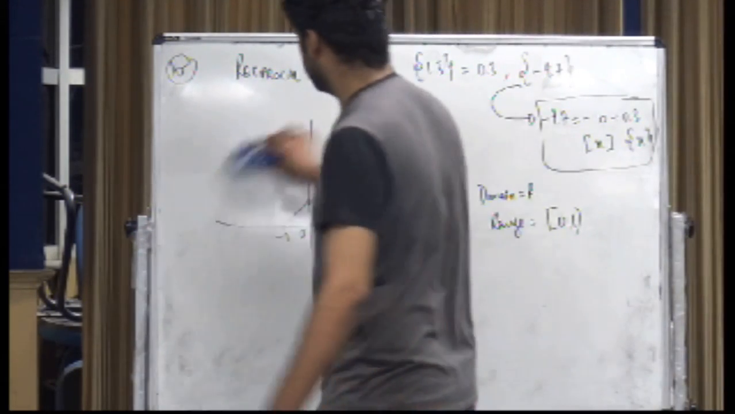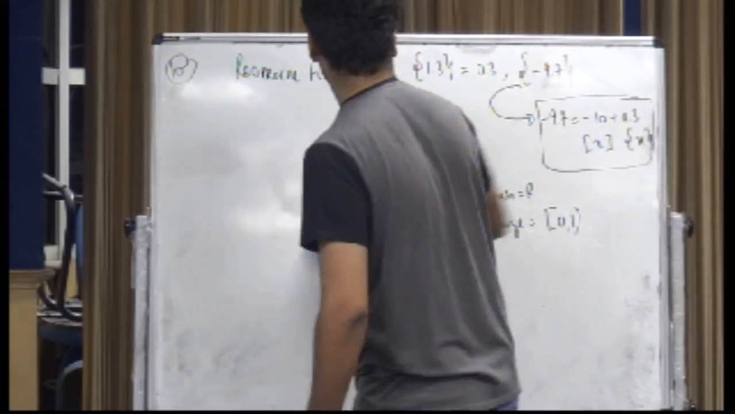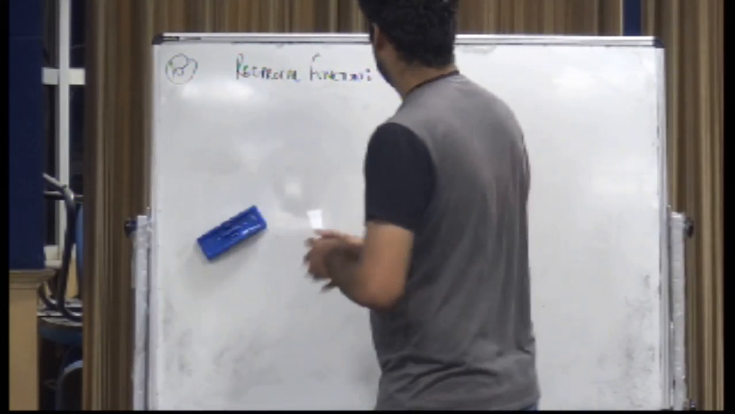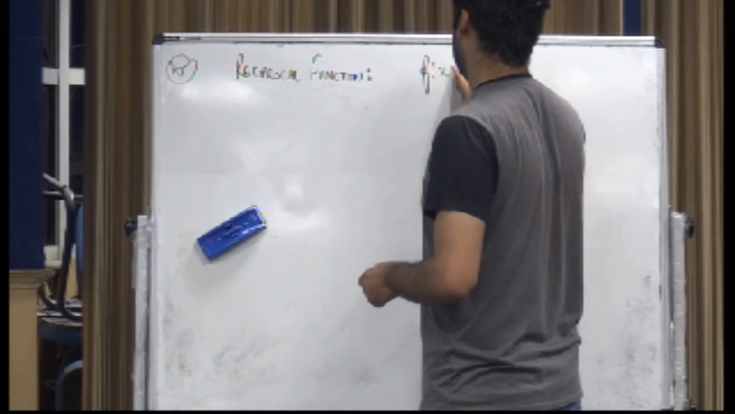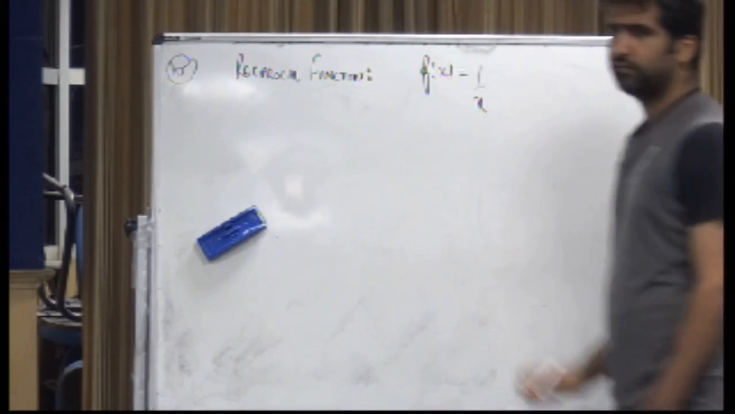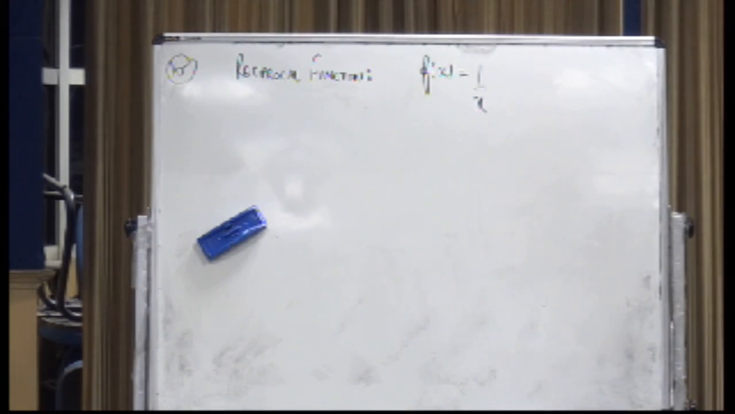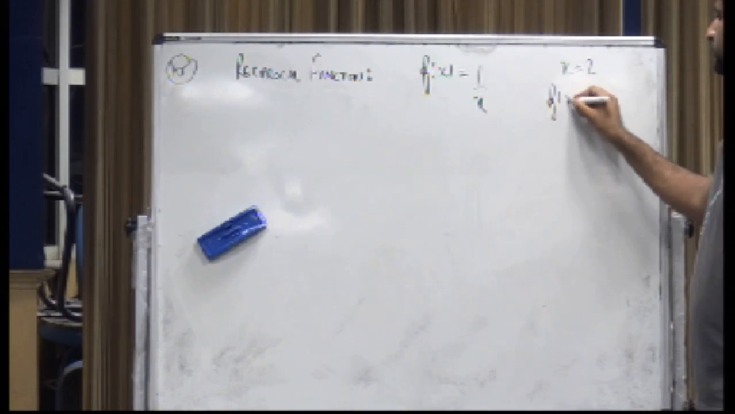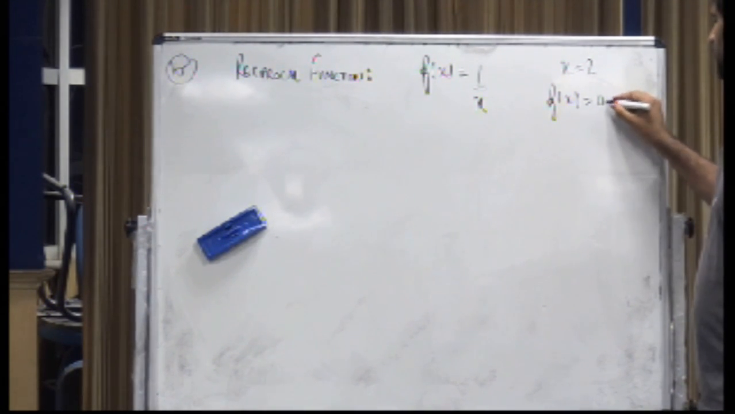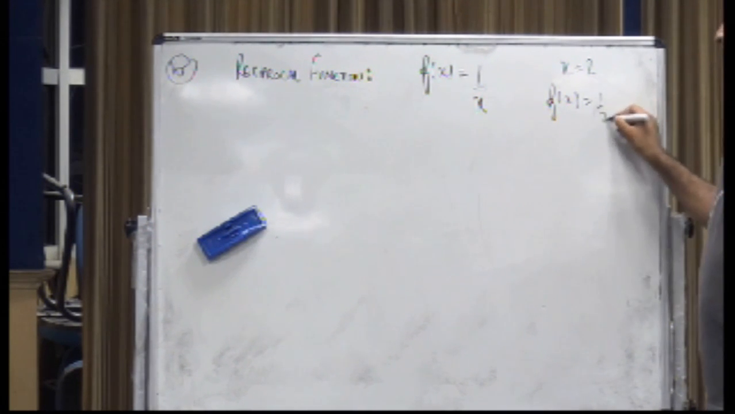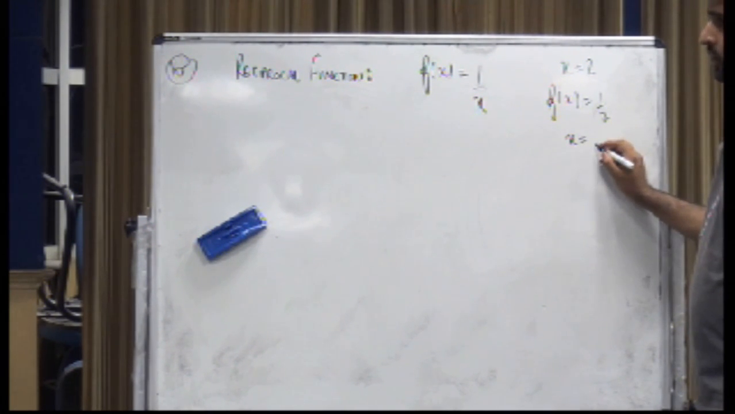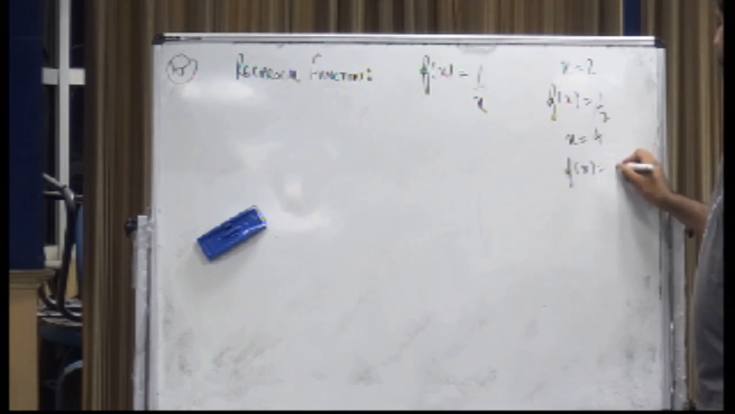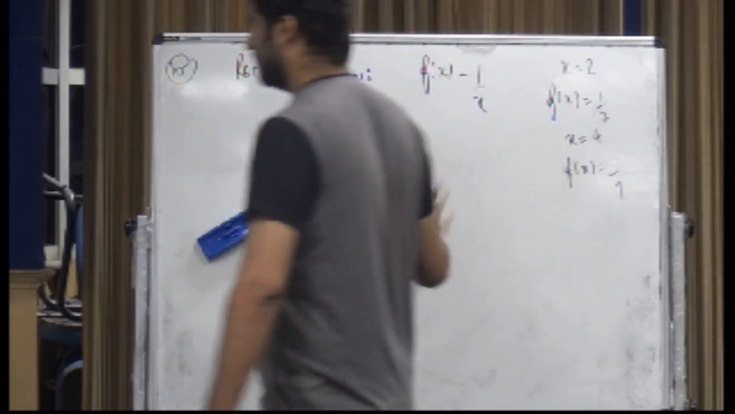So reciprocal function, the name itself is self-explanatory: f(x) is equal to 1 upon x. This is the reciprocal function. So if you put the value of x equal to 2, you will get f(x) equal to 0.5, or half. If you put x equal to 4, f(x) is equal to 1 upon 4, that is 0.25. So we'll come to this graph.